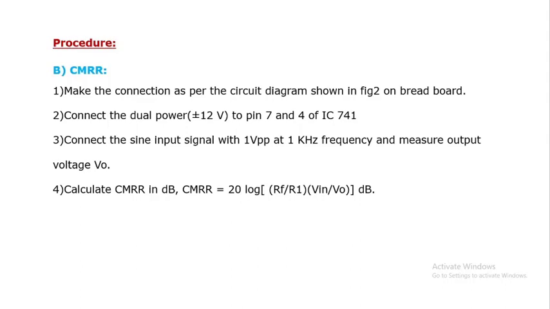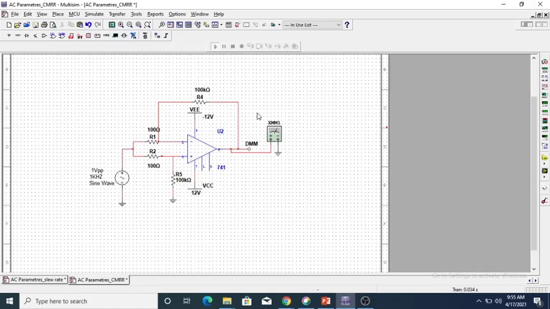Now we will simulate this circuit in Multisim. This is the circuit diagram for the CMRR measurement. Both inputs are given the same signal, so that's why CMRR will be observed. CMRR is the ability of the op-amp to reject a common mode signal such as noise.